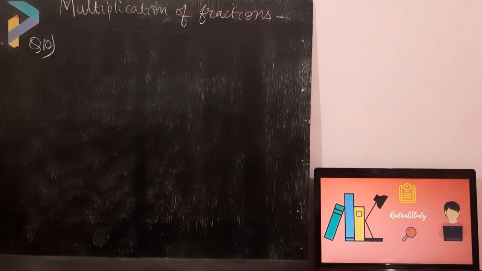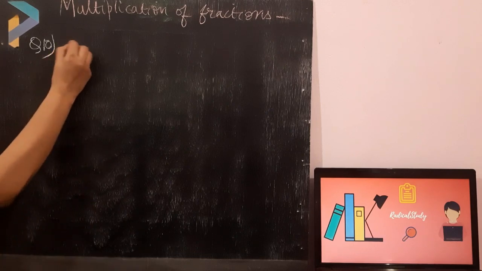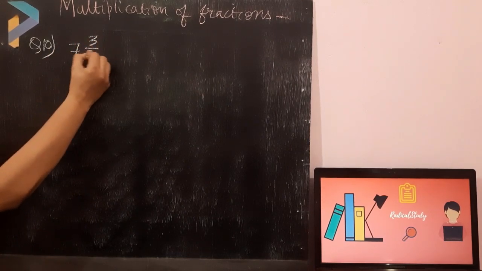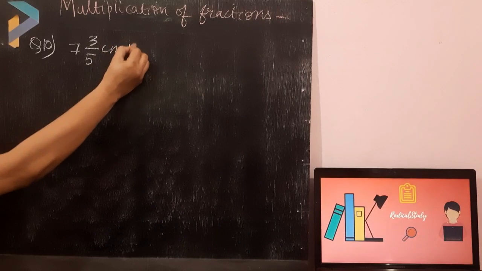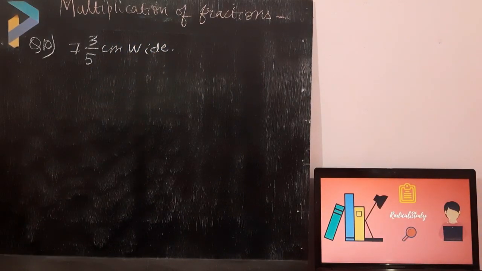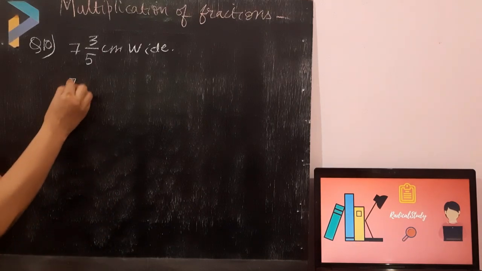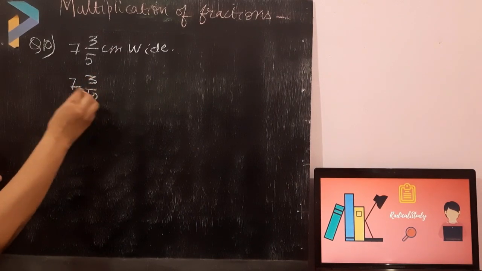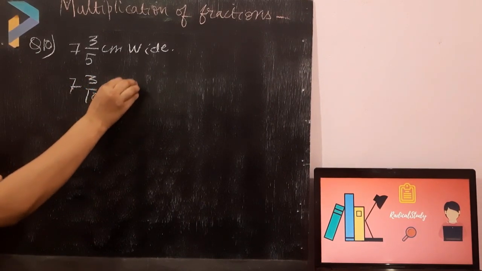So what was the question? A picture is 7 3 by 5 centimeter wide. How much should that picture be trimmed in order to fit in a frame of 7 3 upon 10 centimeter wide?